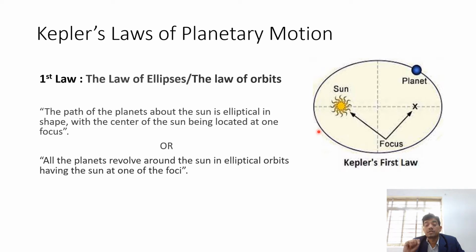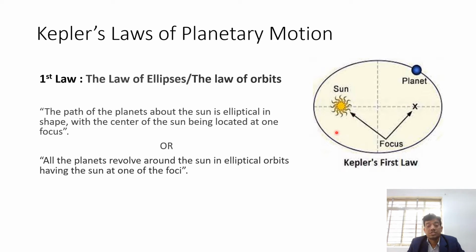You know, students, in a circle there is one center, but in an ellipse there are two foci. When the planets revolve around the sun, the sun is situated at one of the foci. You just see here, the sun is one focus, and this point X is another focus. So in these elliptical orbits, when the planet revolves, there are two foci, right? The sun is situated at one of the foci.